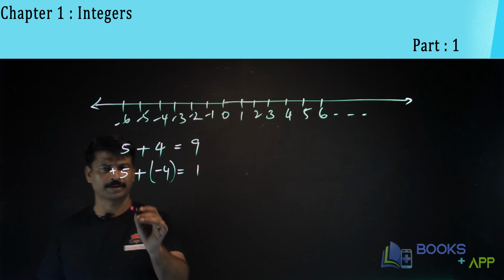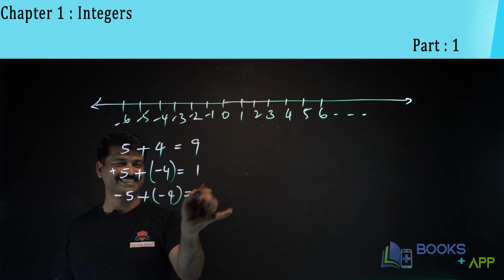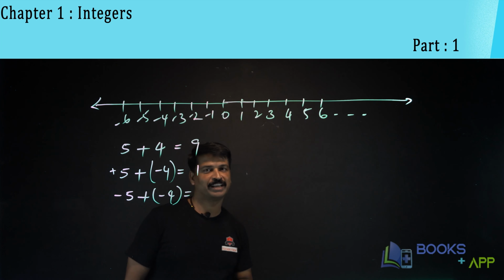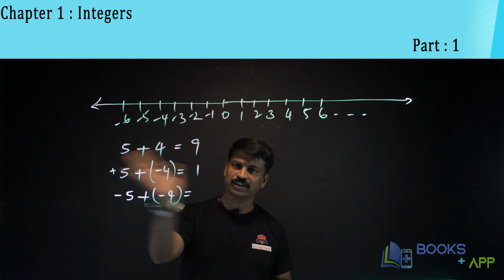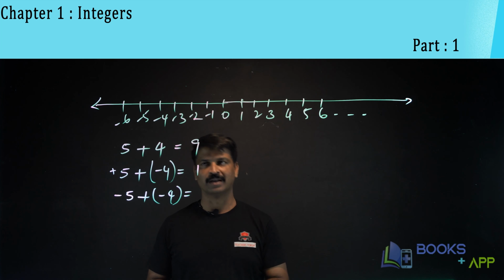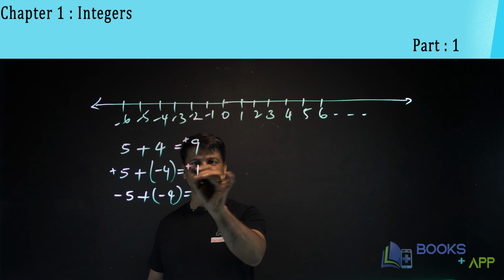Let's solve one more. What is the sum of minus 5 and minus 4? What is 5 plus 4? When two positive integers come, you have to just add and put the plus symbol. That is 5 plus 4 is 9. 9 is same as plus 9. 1 is same as plus 1.